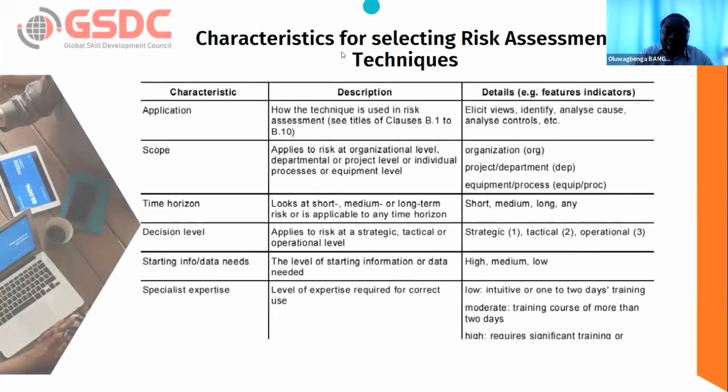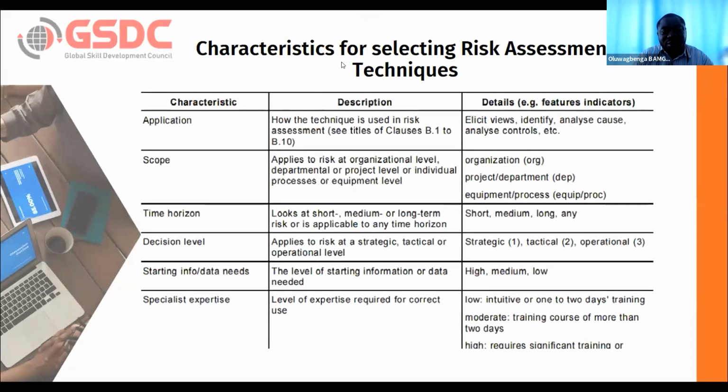So having talked about the various concerns, let's now look at the characteristics for selecting these risk assessments. Okay, and we'll be looking at that around application, what characteristics, how do we apply, how the techniques are used in risk assessment. Of course, like I said, I referenced the 31010. And what are the details?